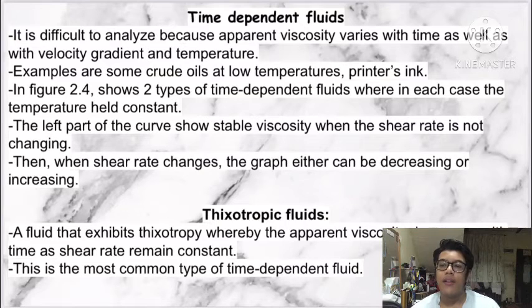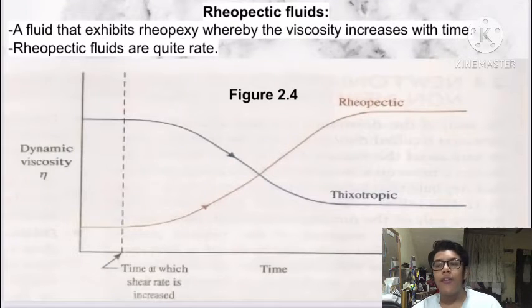For thixotropic fluids, it is a fluid that exhibits thixotropy, whereby the apparent viscosity decreases with time as shear rate remains constant. This is the common type of time-dependent fluid. For rheopectic fluids, it is a fluid that exhibits rheopexy, whereby the viscosity increases with time. Rheopectic fluids are quite rare.